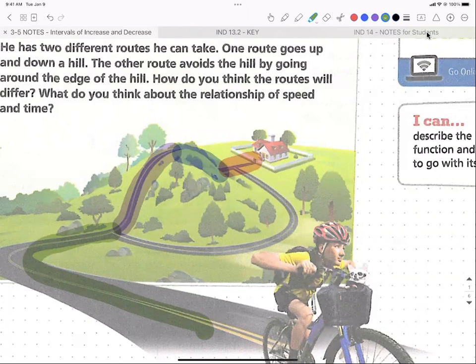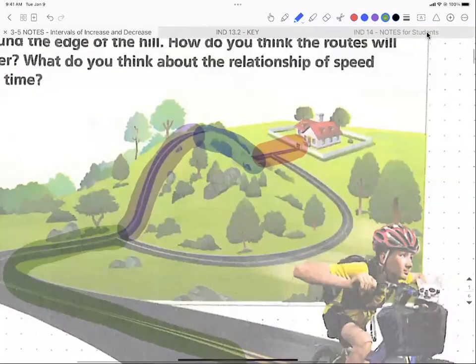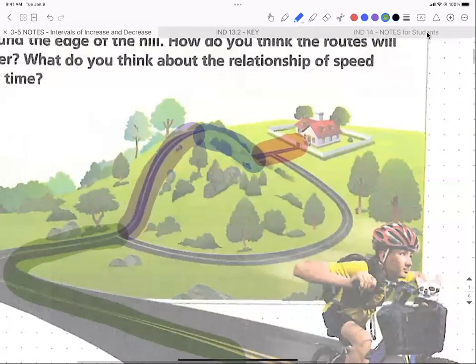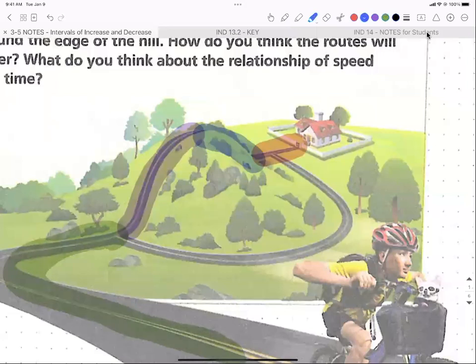If you've ever rode a bike before, what do you guys think would be the slowest interval of the over the hill ride? Casey? What color? Red, blue, purple, or green? That's here. Yeah, right here. Okay. Why would that be the slowest? You're right. Going up. Yeah, it's going up a hill.